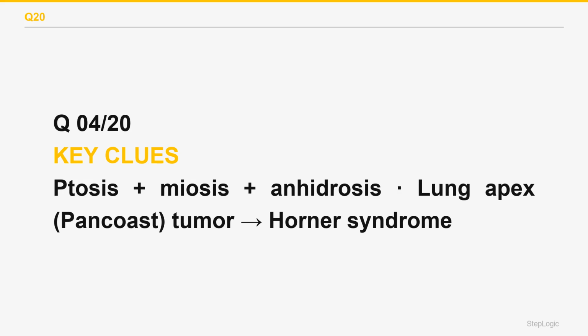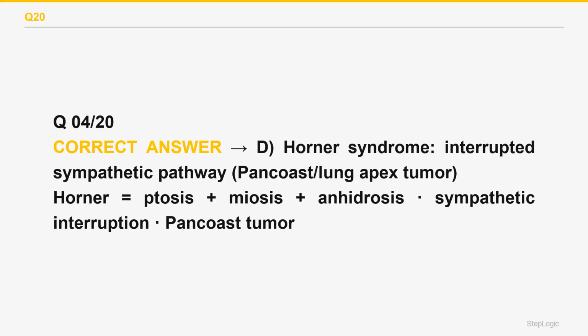The classic triad is ptosis, mild drooping, from loss of the sympathetically innervated muscle, and miosis, constricted pupil, from loss of the pupillary dilator, and anhidrosis, decreased facial sweating. Here, the cause is a Pancoast tumor, a malignancy at the apex of the lung, which invades the nearby sympathetic chain, the stellate ganglion, interrupting the sympathetic supply to that side of the face and eye. The correct answer is D.